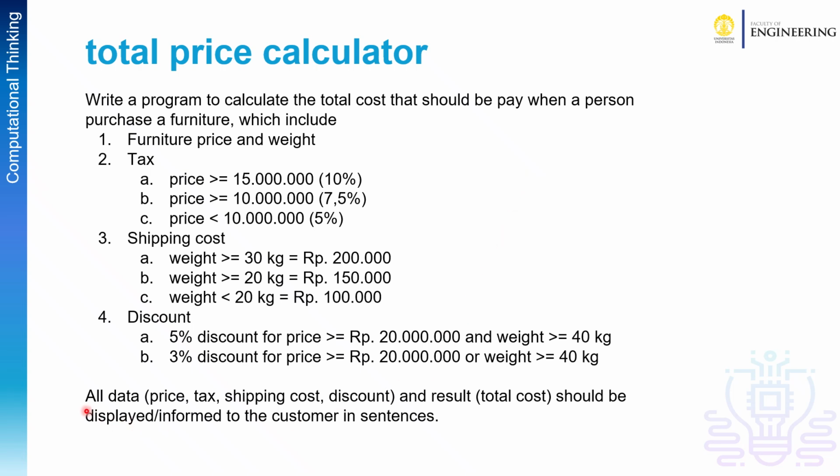The last line says that all data, price, tax, shipping cost, discount, and result, that is the total cost, should be displayed or informed to the customer in sentences. So you need to print entire lines that contain price, tax, shipping cost, discount, and total cost in a sentence. Okay, so total cost will be a function of price plus shipping cost minus the discount. So you need to write down the equation for total cost to solve this exercise.